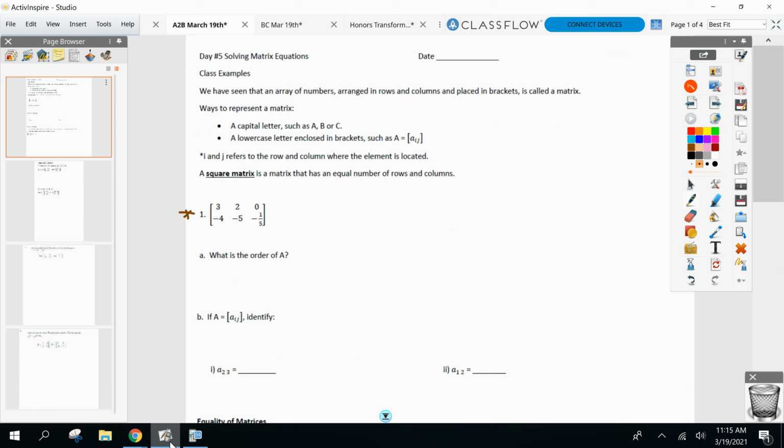Oh, is it 3 by 2? Be careful, you're doing it backwards on me. It's row by column. How many rows? 2, right? 2 by how many columns? 3. There you go. All right, rows by columns. Remember that, rows by columns. So it's a 2 by 3. Okay, next up.